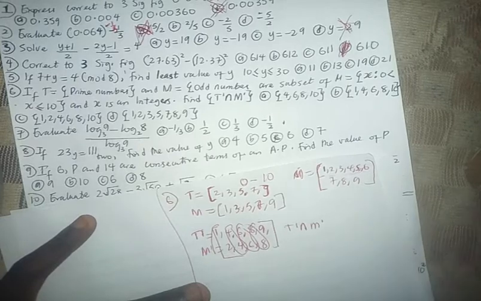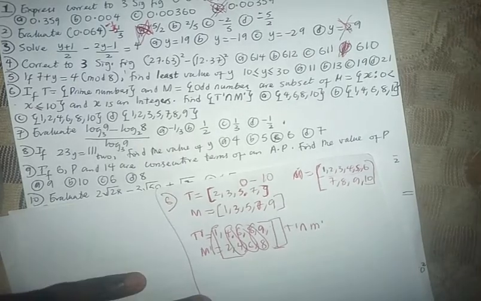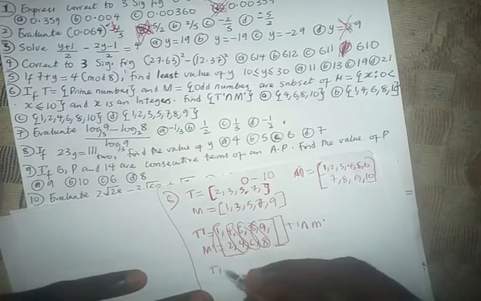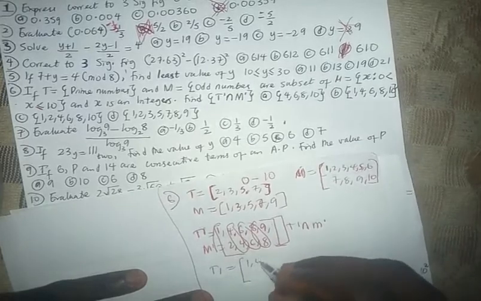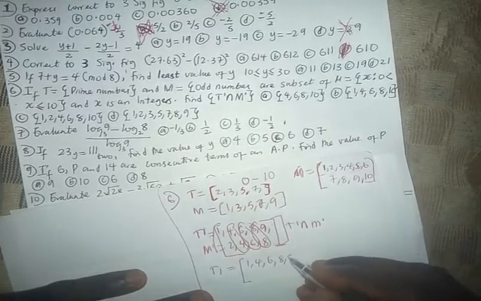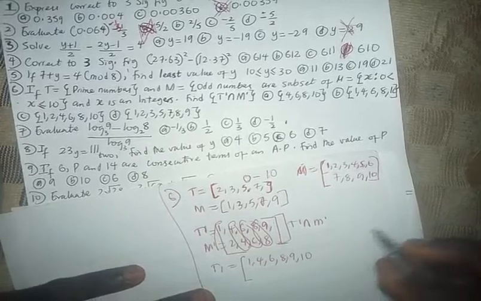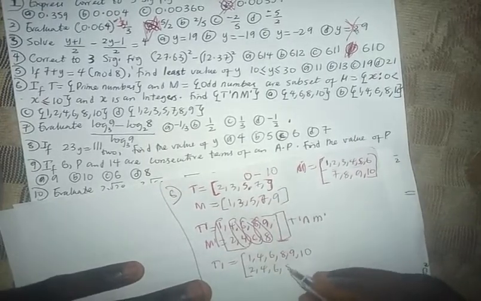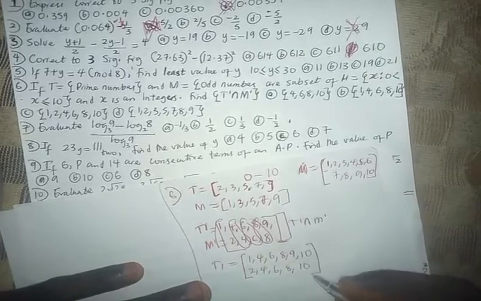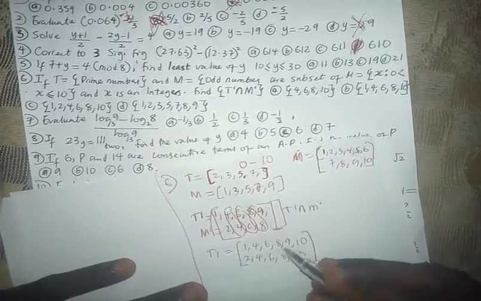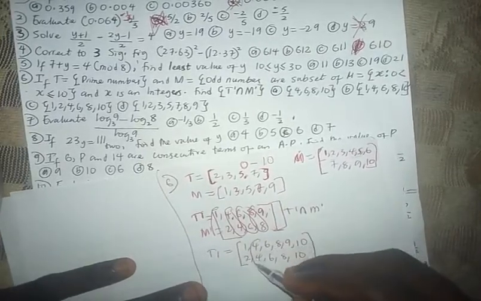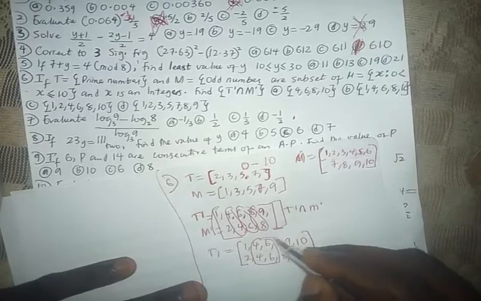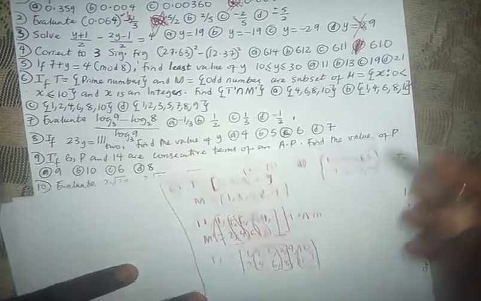1, 2, 4. I'm sorry, 10 is there. Just check it again now. T complement is 1, 4, 6, 8, 9, 10. And M complement is 2, 4, 6, 8, 10. So what they have in common is nothing but 4, 6, 8 and 10. So this is the answer.